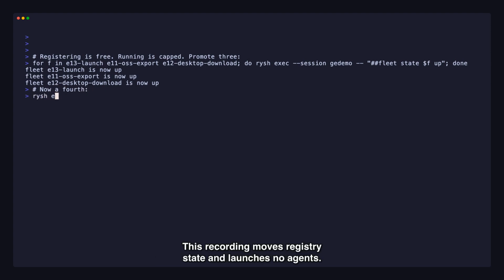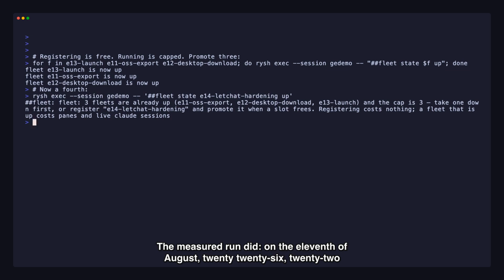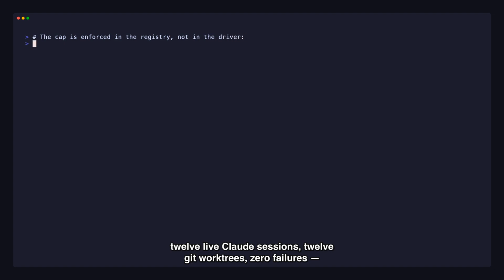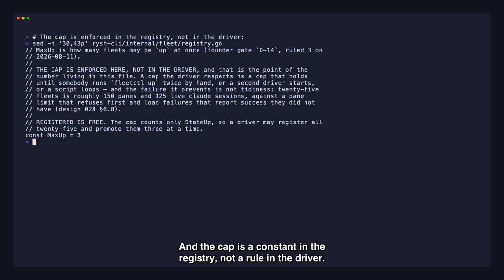2 precisions. This recording moves registry state and launches no agents. The measured run did. On the 11th of August 2026, 22 fleets registered. 3 brought up, 4 agents each, 12 live Claude sessions, 12 Git worktrees, 0 failures, and 19 refused by the same cap. And the cap is a constant in the registry, not a rule in the driver.